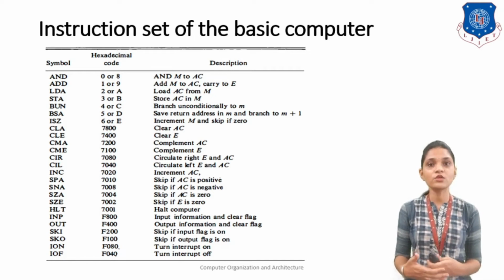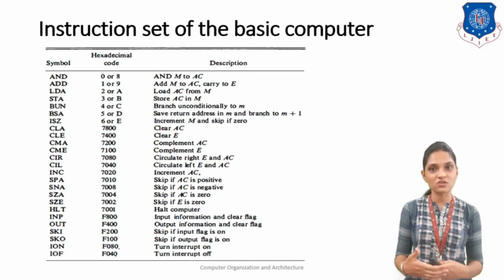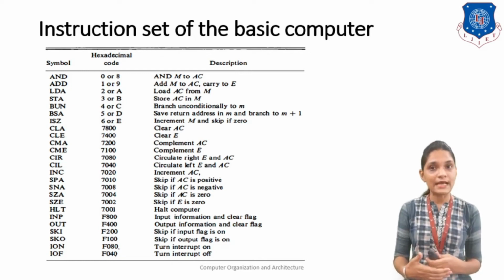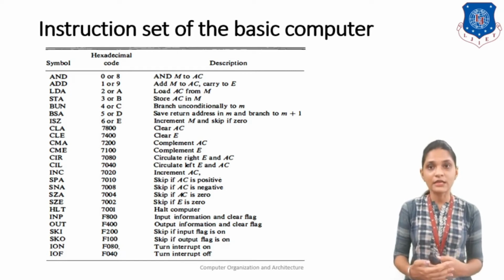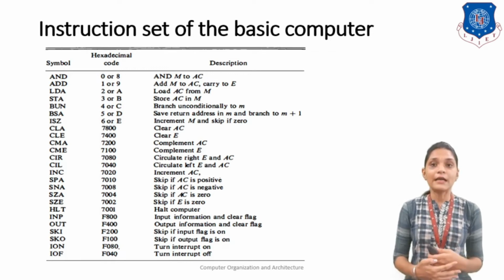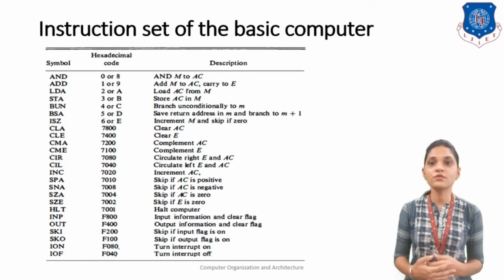In SPA, we check the content of the accumulator. If it is positive, then we skip the next instruction and execution continues from the instruction after that. In SNA, we check whether the accumulator's content is negative or not. If it is negative, then the next line is skipped. In SZA, the next instruction will be skipped if the accumulator's content is 0, and in SZE, the next instruction is skipped if the E flag is clear. And lastly, in register reference instructions, we use the HLT instruction to halt the computer.